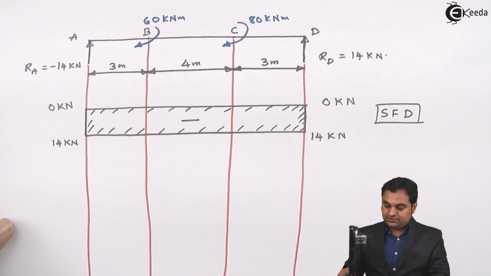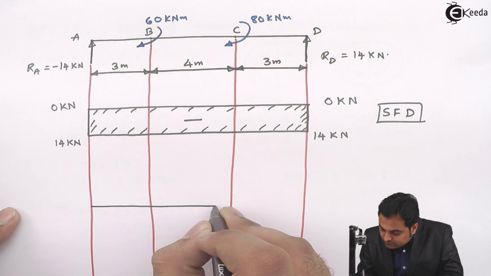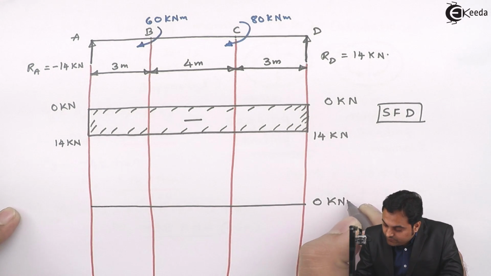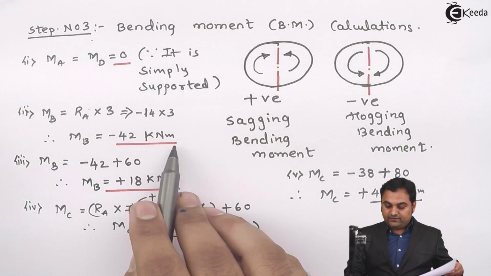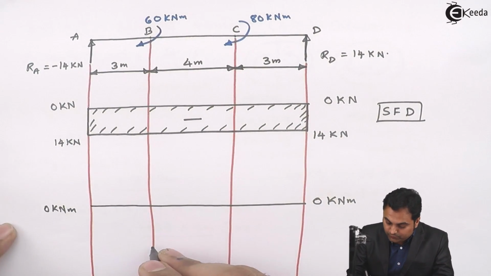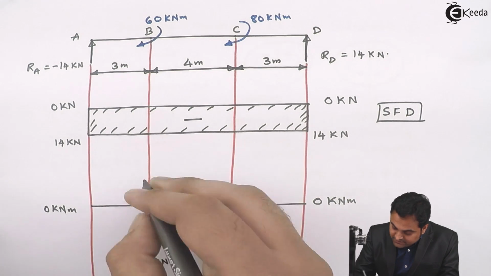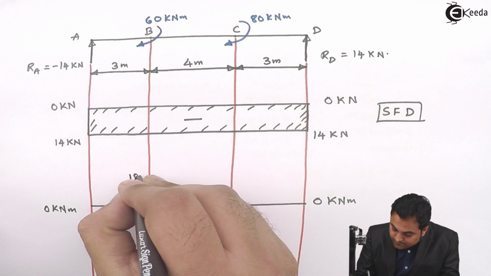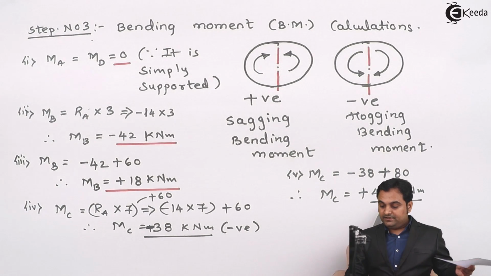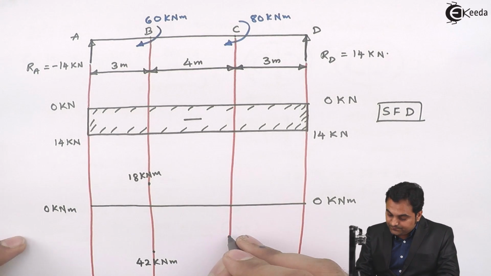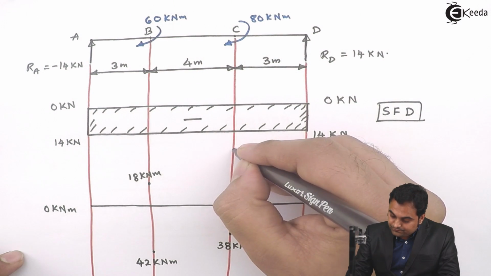Bending moment diagram will be drawn below the shear force diagram. This is 0 line, 0 kilonewton meter. At B there are two values, first minus 42 and then plus 18. So minus 42 is below the line, plus 18 is above the line. Then at C there are two values, first minus 38 then plus 42. So minus 38 will be in the negative region, then plus 42 which is positive.